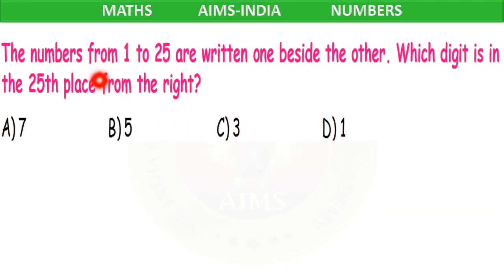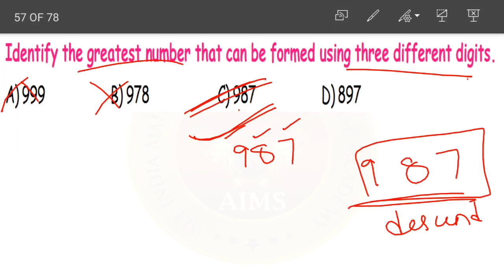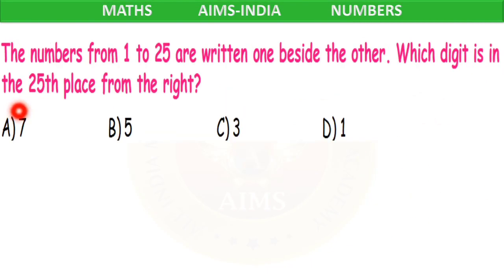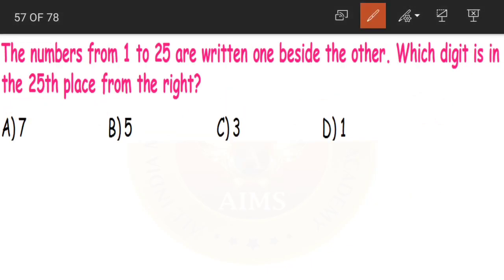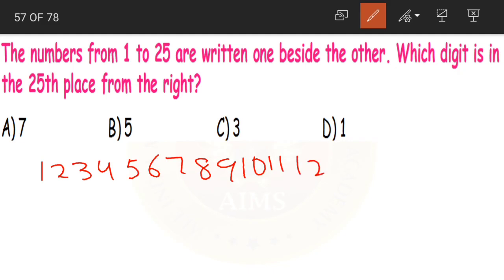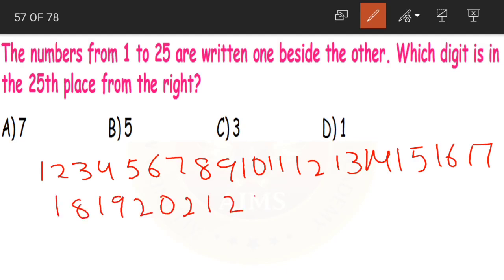Next question. The numbers from 1 to 25 are written one beside another. Which digit is in 25th place from right? What are they saying? All the numbers are written one beside the other. It seems 1, 2, 3, 4, 5, 6, 7, 8, 9, 10, 11, 12, 13, 14, 15, 16, 17, 18, 19, 20, 21, 22 till where? Till 25. Okay, we have written one beside the other.